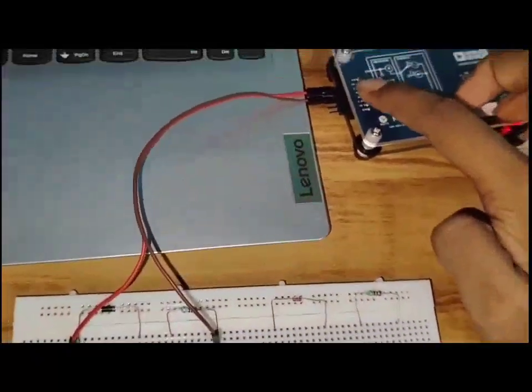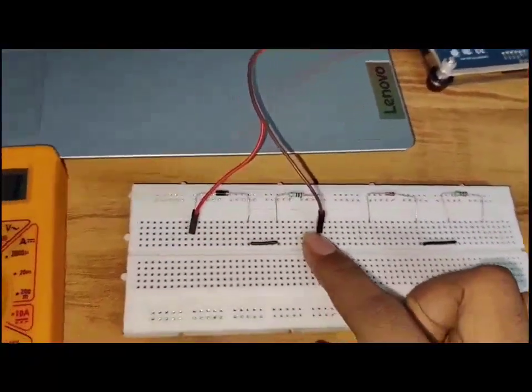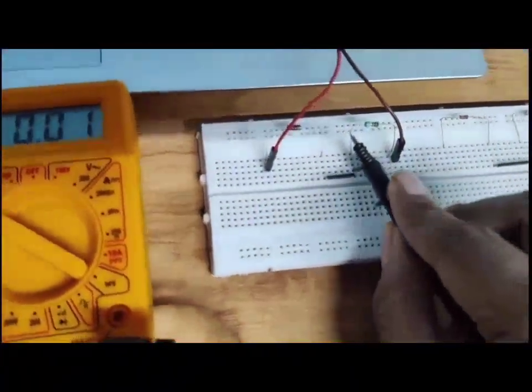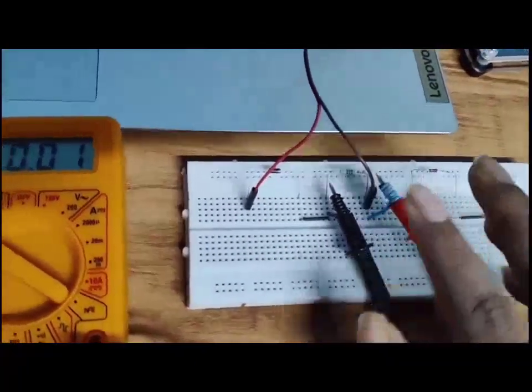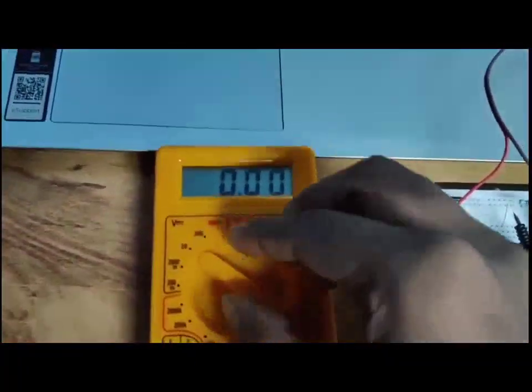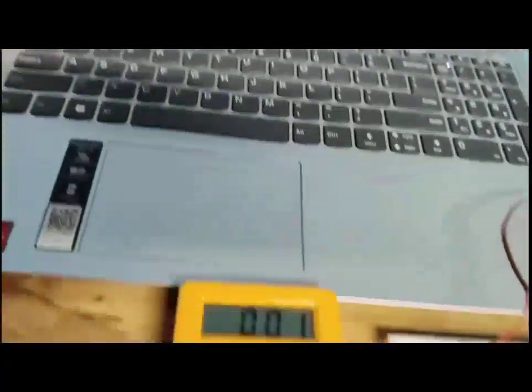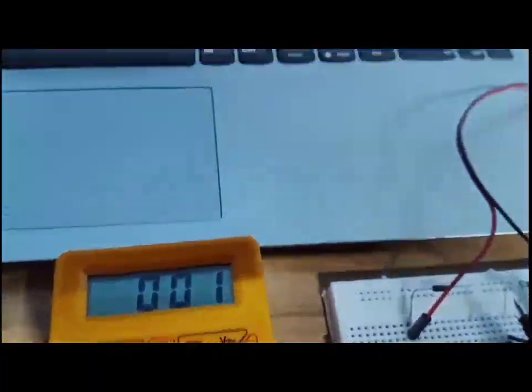This is channel A, and ground is connected here, and the diode is connected in series with a 1 kilo ohm resistance. We are now passing 0.1 volt through the circuit, and we are measuring the voltage drop across the resistor. This is in millivolts, so we set the meter to millivolts, and this is 0.1.